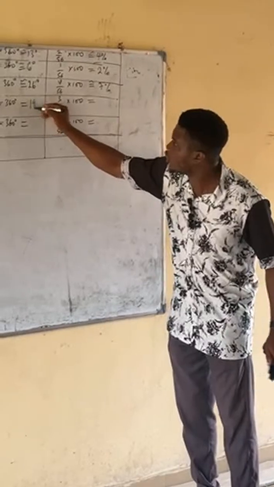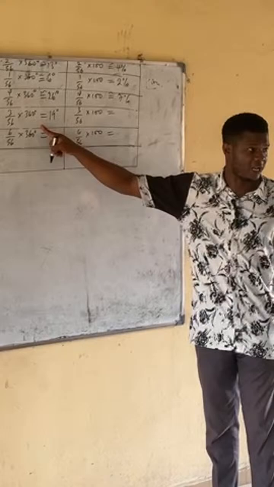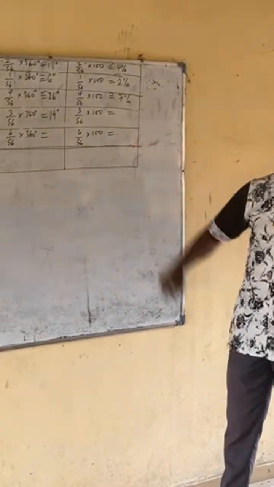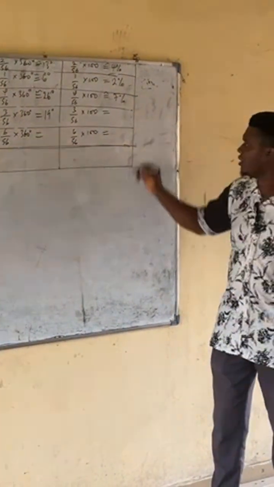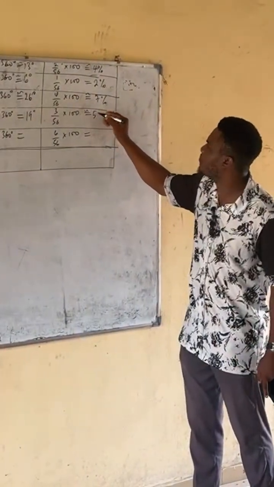I'm not going to put the approximation symbol there because it's not an approximate answer. I leave it that way. Then this one, 3 times 100 divided by what? 5.3. So this is approximately 5%.